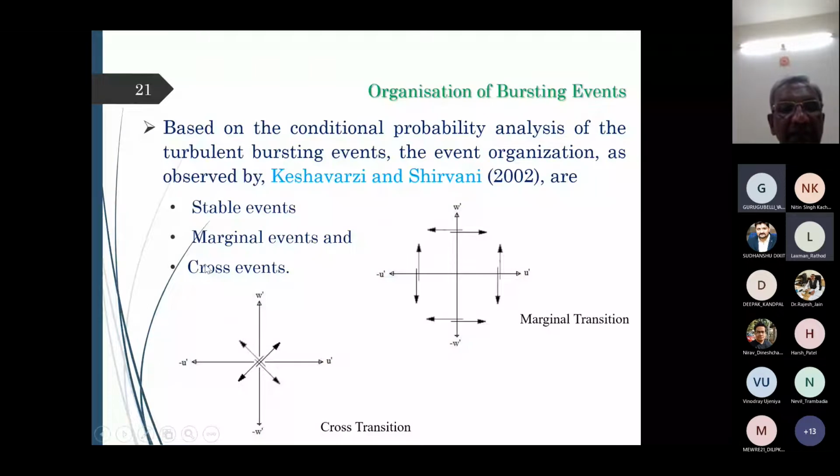And cross events means, for example, previously it was the outward interaction, but now it is an inward interaction, so it is a cross event. Similarly, if in the previous event you had an ejection, and at this moment you have a sweep event, this is again cross. So moving from second to fourth, or first to third, or third to first. This kind of movement is called cross events. Okay.